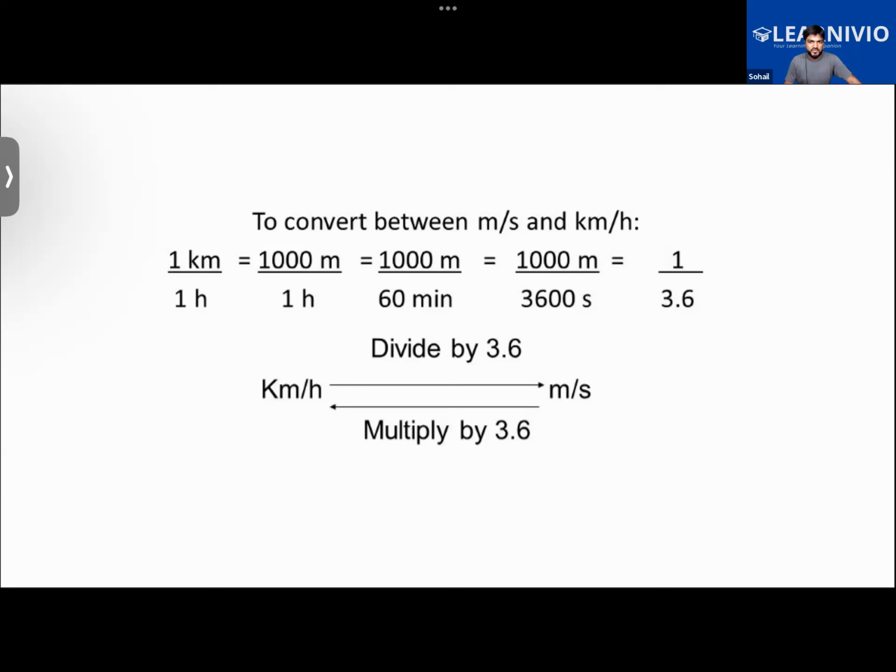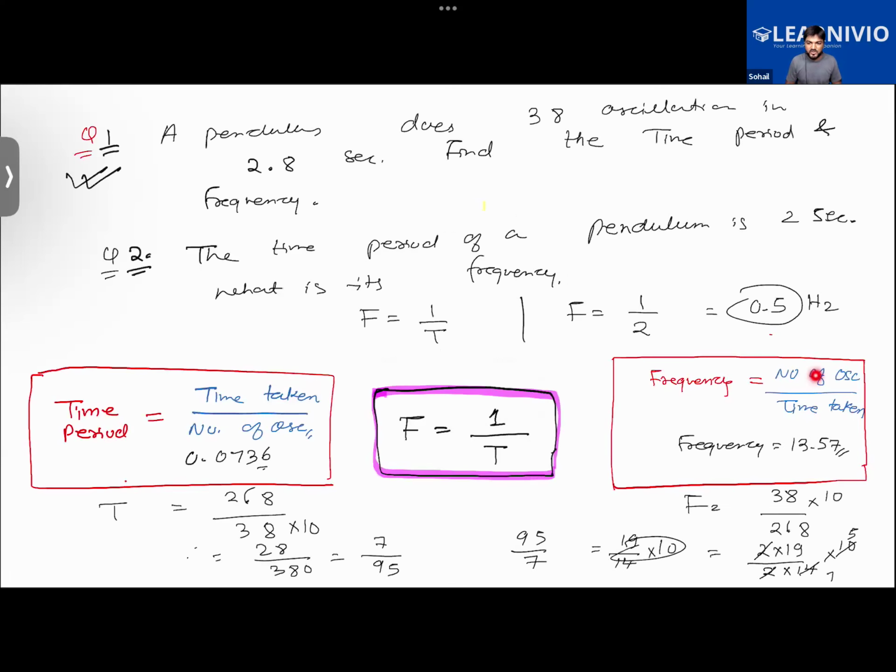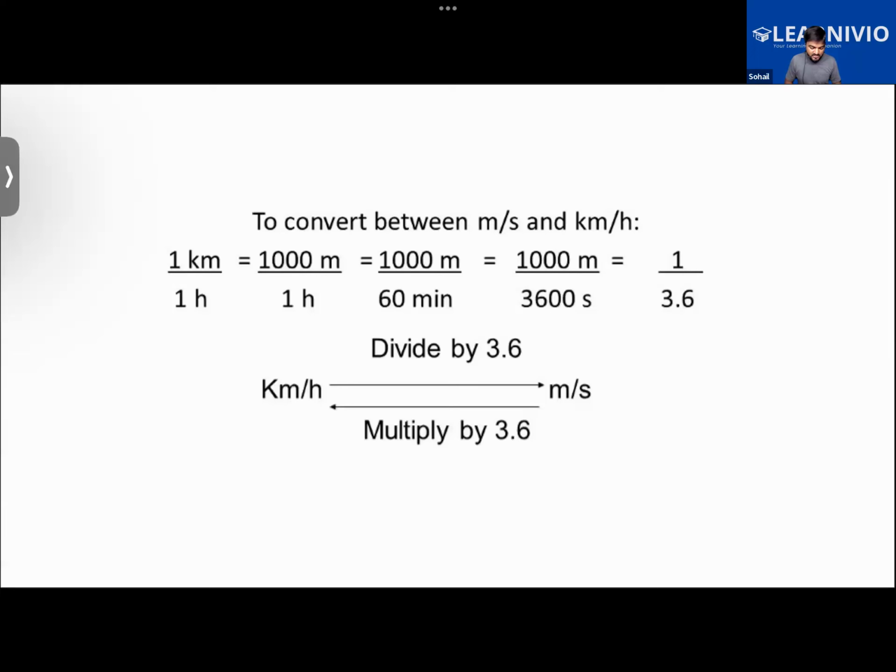In fact, we learned about the frequency also. Frequency is the number of oscillations upon the time taken to complete those oscillations. I suppose you have noted it down in your notebook, so that later on you won't have trouble in revising it.